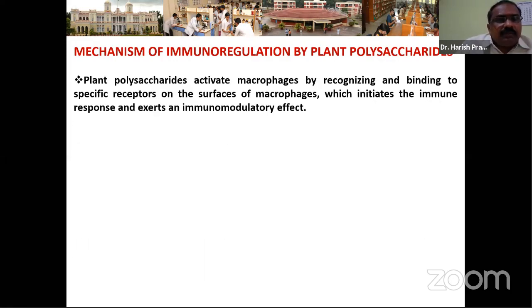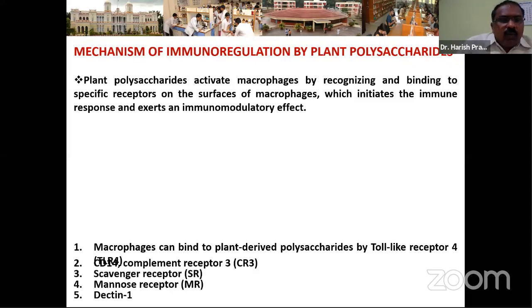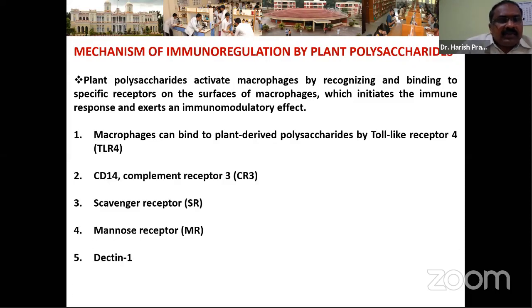This plant polysaccharide will activate macrophages by recognizing or binding to specific receptors, especially on the surface, which in turn produces an immunomodulatory effect. So what are the main receptors which will recognize especially the plant polysaccharides?